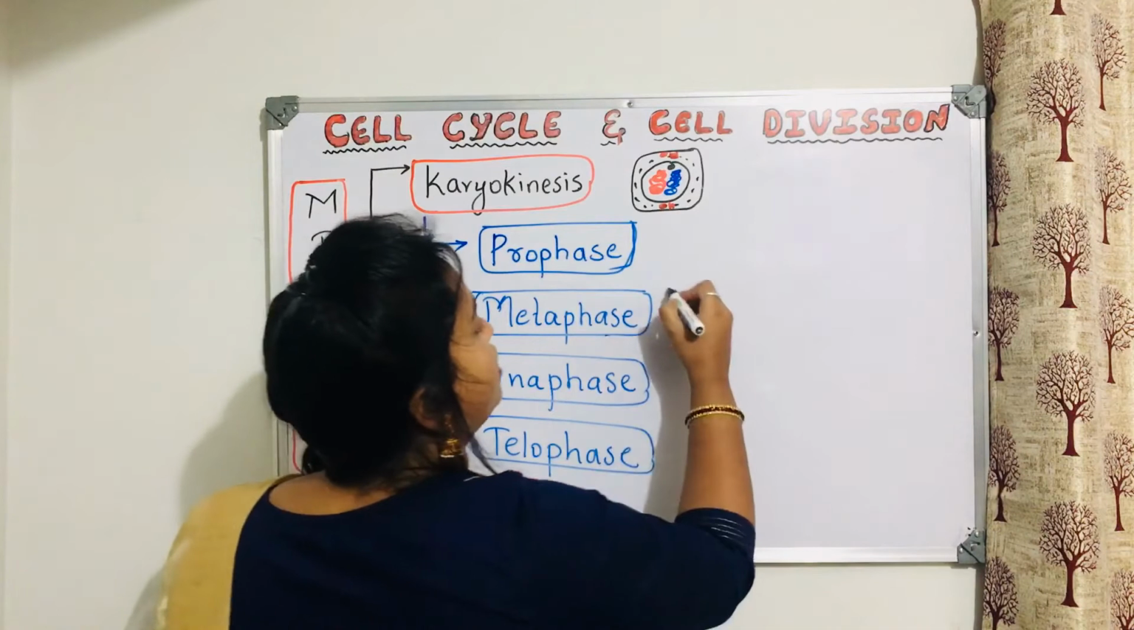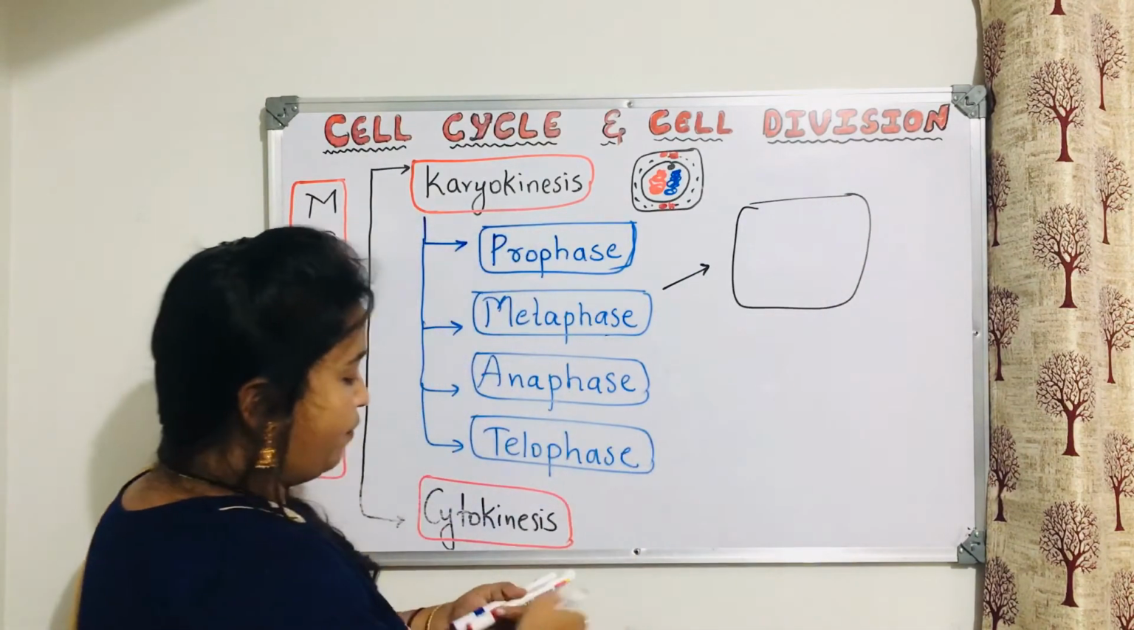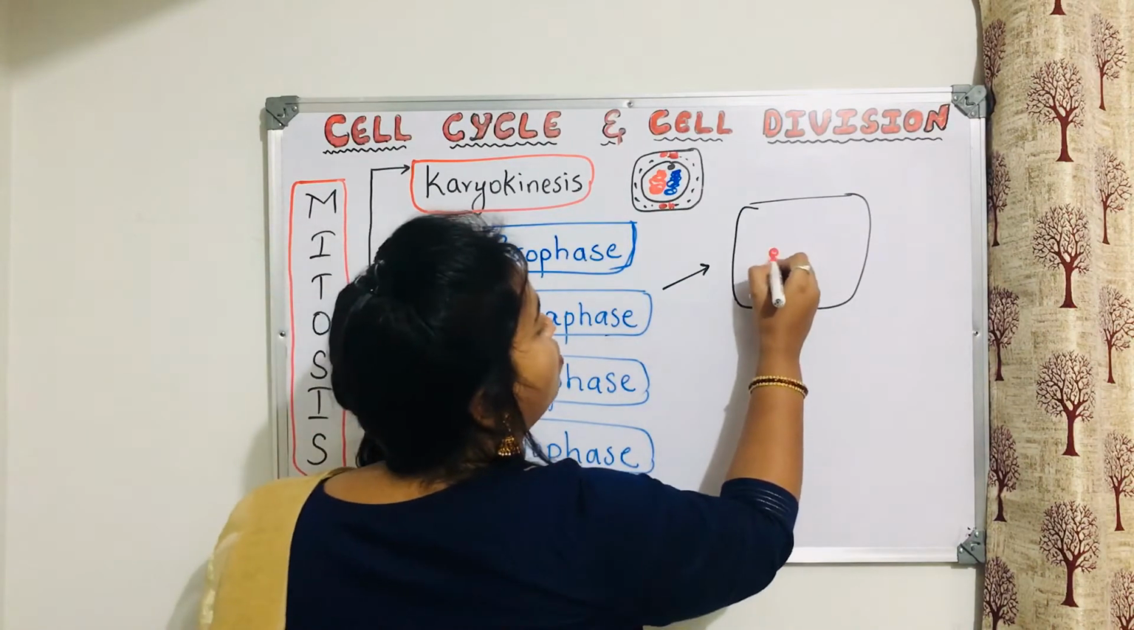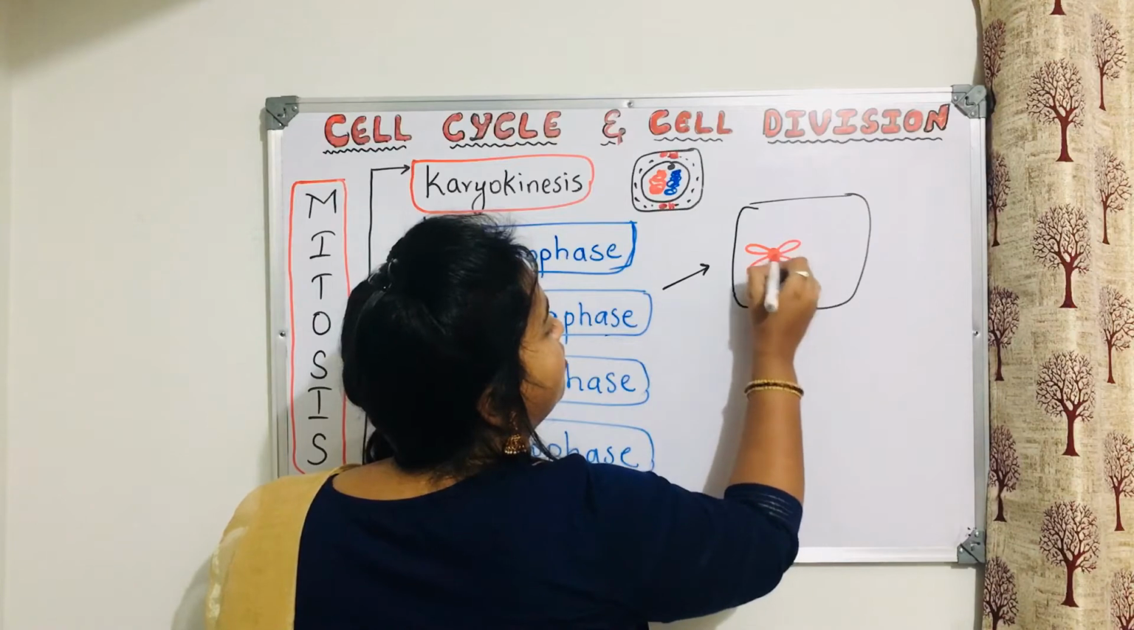In metaphase, what we saw was that the cell was here and the chromosomes were at the center. Correct?